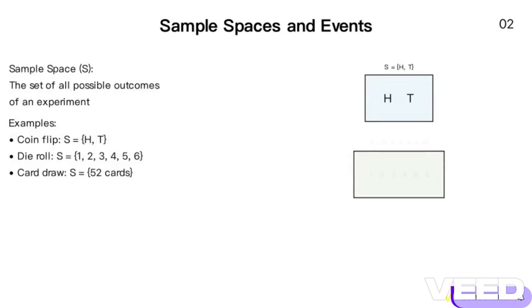Now let's formalize our understanding with the mathematical framework of sample spaces and events. A sample space is the set of all possible outcomes of an experiment. For a coin flip, the sample space contains 2 outcomes, heads and tails. For a die roll, the sample space contains 6 outcomes, the numbers 1 through 6. Each experiment has its own unique sample space.